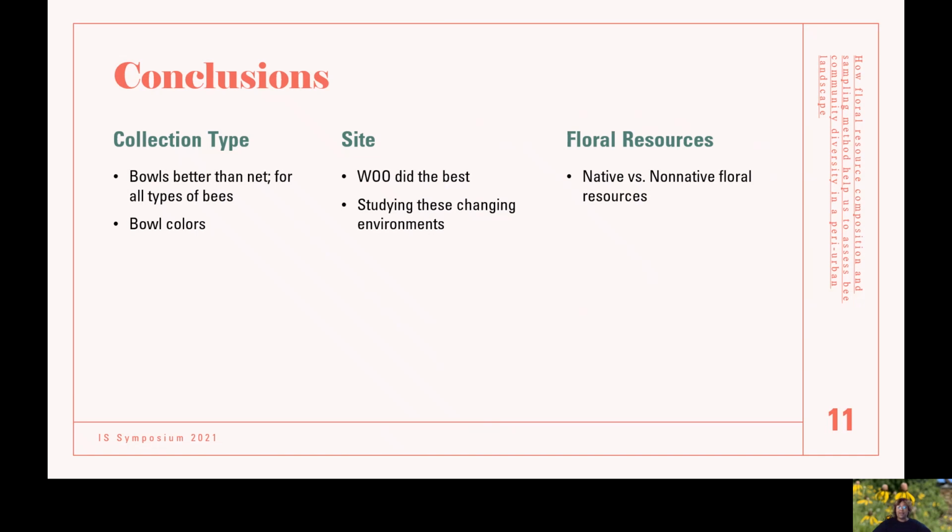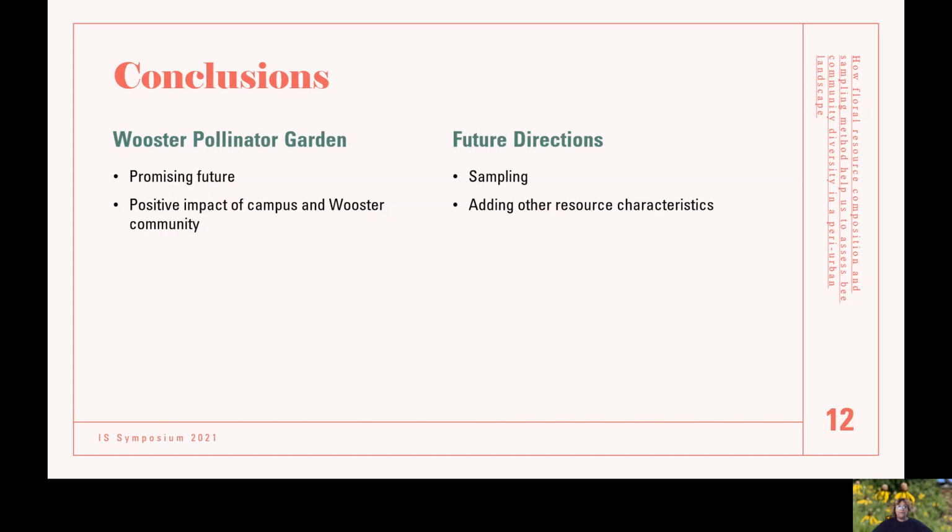For floral resources, again, native and non-native floral resources did not play a significant factor in whether I saw bee diversity, which is very interesting, as we often assume that native bees and native flowers go together, and while they most certainly do, especially for our struggling specialist bee species, it did not play a significant factor in my study. For the Worcester Pollinator Garden, we also see that this hopefully has a very promising future.